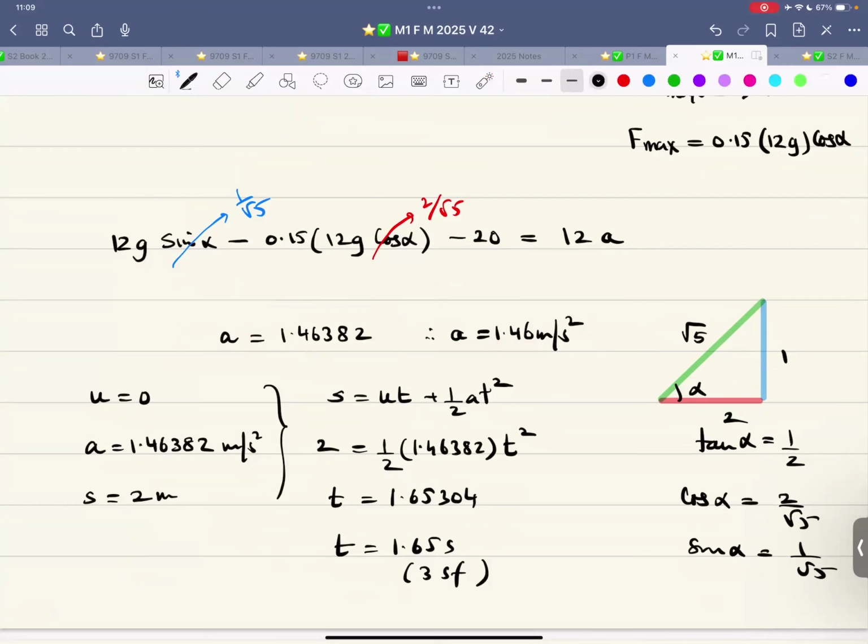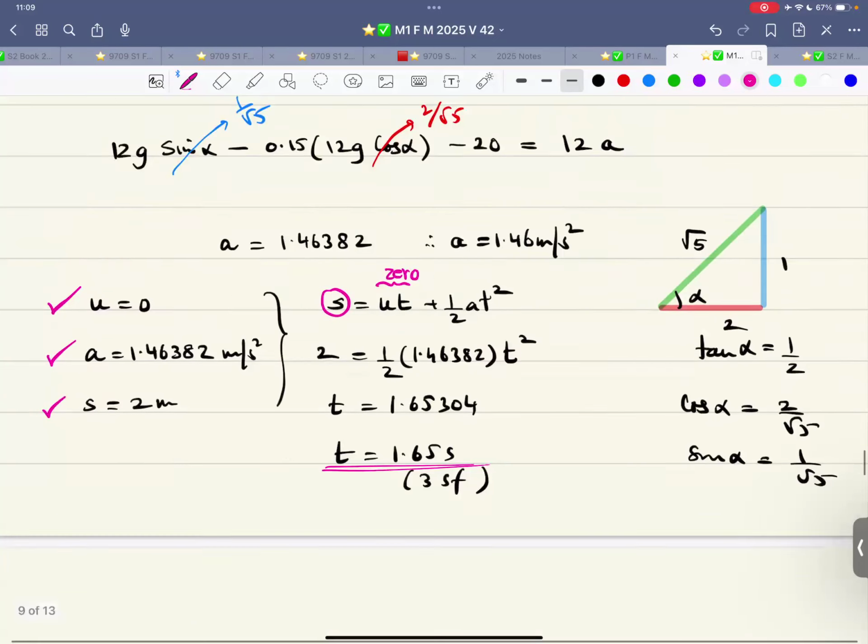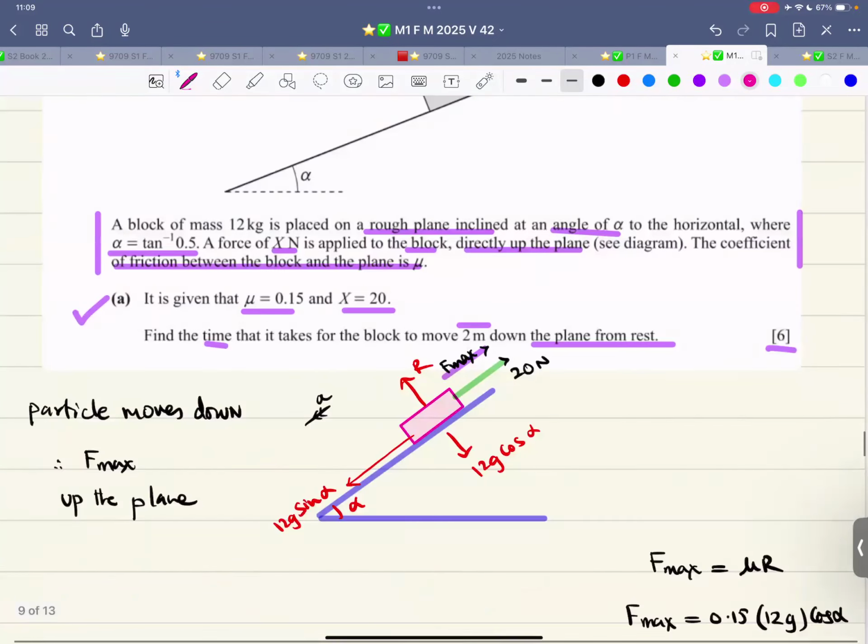Now, initial velocity is 0. Acceleration is positive downwards. This is the distance. Use s equals ut plus half at squared. This becomes 0 because it started from rest. And then you find the value of t, that is 1.65 seconds. So that was a nice standard kind of a question.